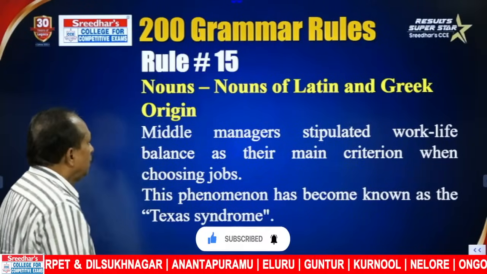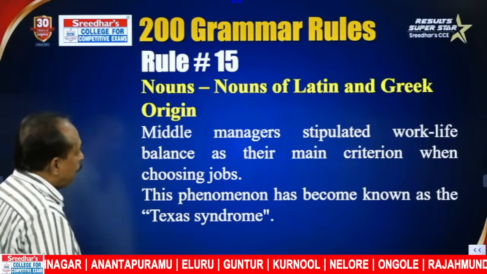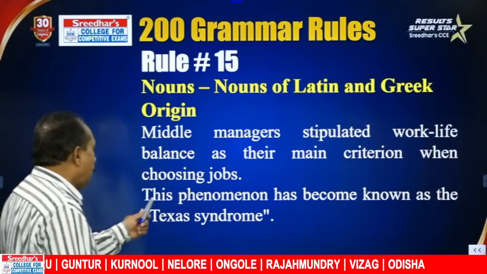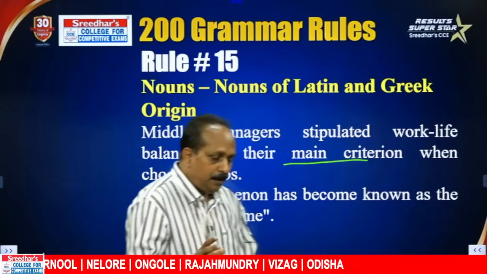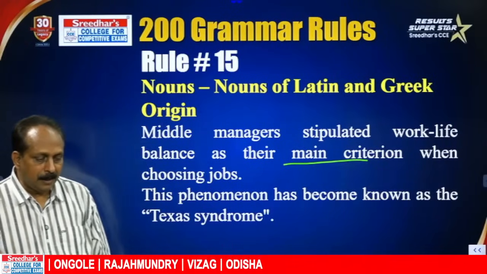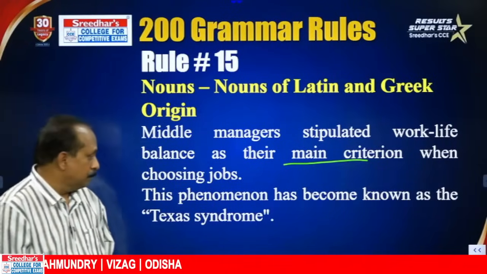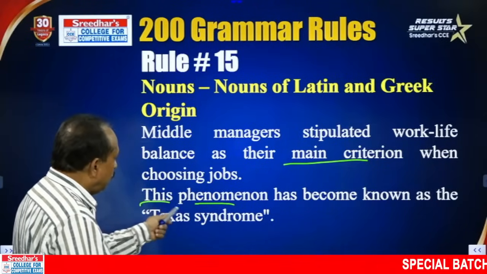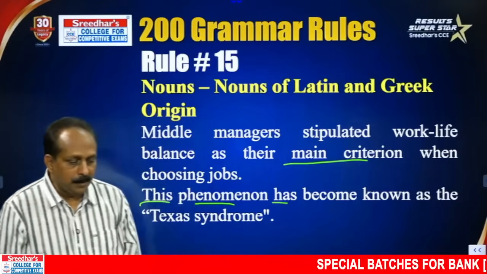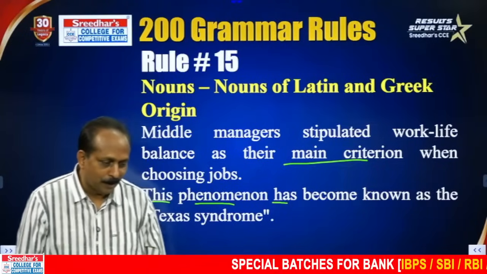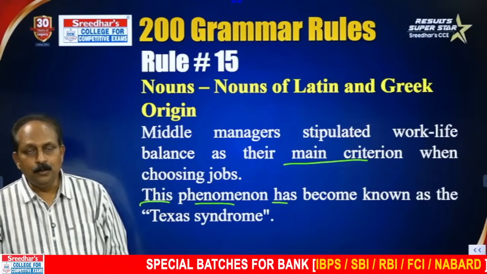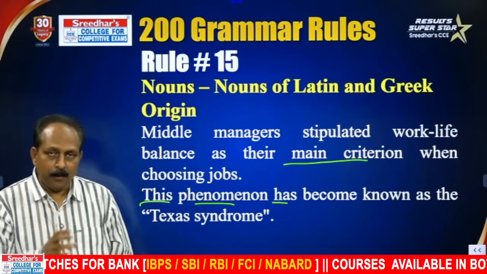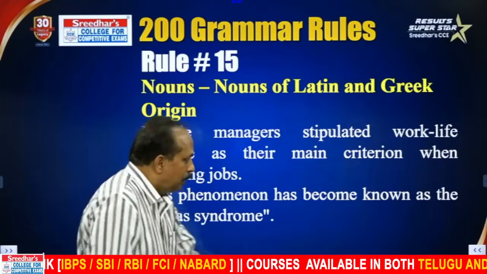Look at the examples. Middle managers stipulated work-life balance as a main criterion when choosing jobs. Main criterion, main reason, main factor, singular, so we have to use criterion. This phenomenon has become known as the Texas syndrome. Singular, singular, singular. Phenomenon. Agar, agar. Yes, Vishnu, you know that. Wonderful. Coming to the phenomenon. How do they test your knowledge? Criterion, phenomenon. I have brought a few examples. Let us go to the next slide.